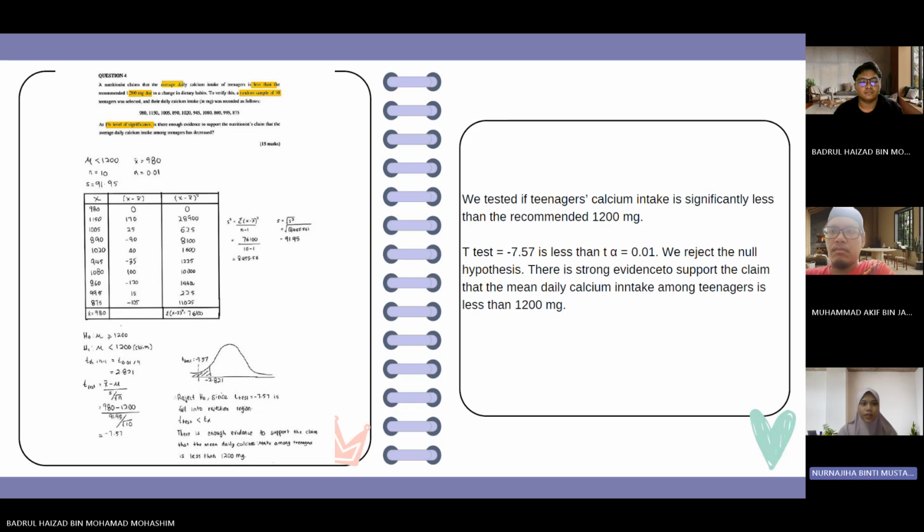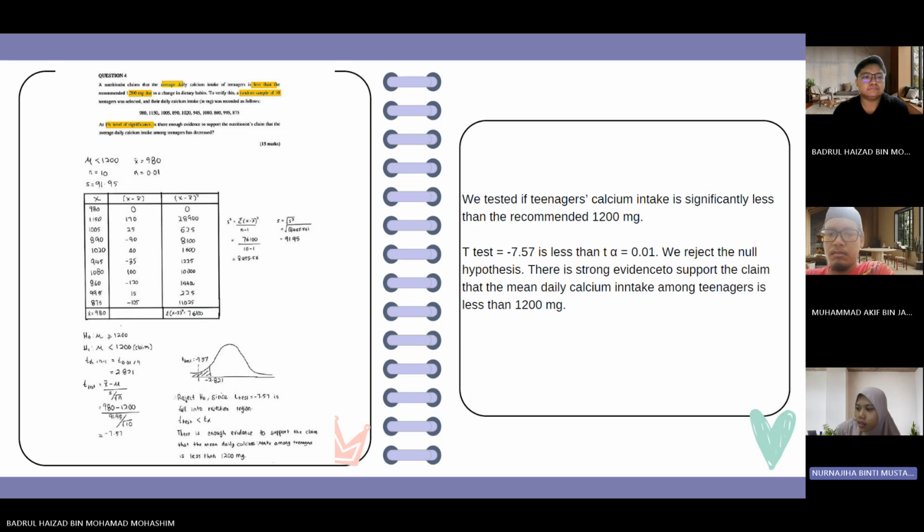Next, for question number 4, a nutritionist claimed that the average daily calcium intake of teenagers is less than the recommended 1,200 milligram due to a change in dietary habits. To verify this, a random sample of 10 teenagers was selected and their daily calcium intake in milligram was recorded as follows. At 1% level of significance, is there enough evidence to support the nutritionist's claim that the average daily calcium intake among teenagers has decreased?